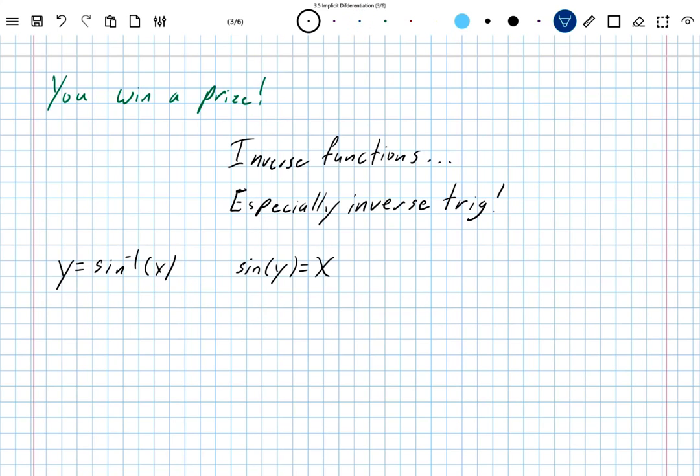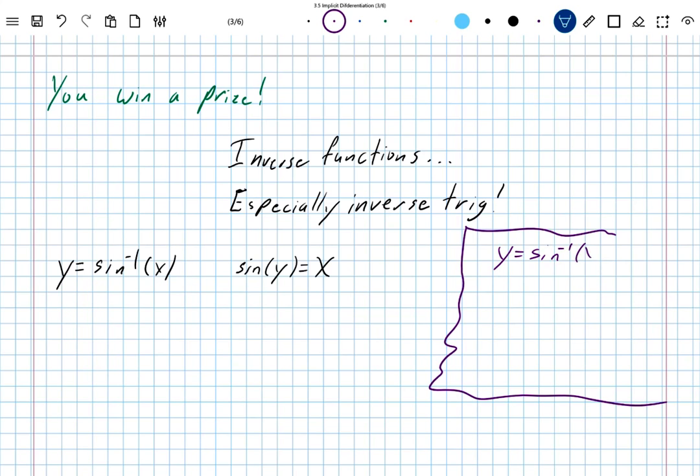Sometimes it helps if I do a little side work and people say, okay, well, if I had y equals sine inverse of x, and I took sine of both sides, then they see that those sine inverses cancel, which is what an inverse should do, is cancel.